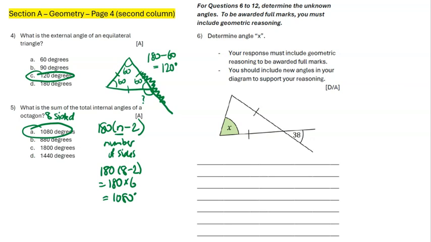So in our case here, we actually need this angle here. So let's call that one there angle Y. And that one there is vertically opposite with the angle we're given. So that means Y must be equal to 38 degrees. And that's because vertically opposite angles are equal.